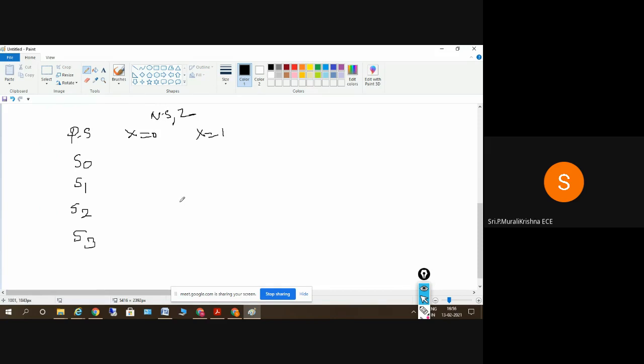X is equal to 0 and X is equal to 1. So this is what I have to check here. What are the values of these states when X is equal to 0 and X is equal to 1? So how to check these values? How to check the next states here? So let's check them.